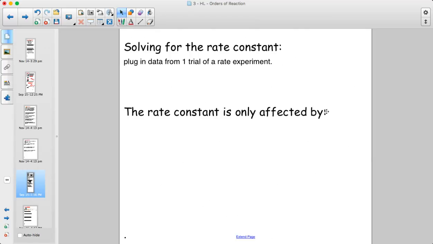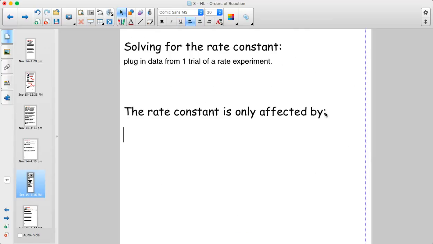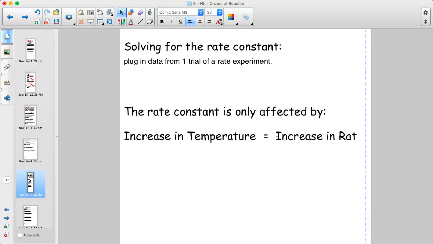Okay? And the rate constant, as far as we're concerned, is only going to be affected by temperature. Increasing temperature, we know it increases the rate. It doesn't affect concentration, so the only way we could explain mathematically how it increases the rate is that temperature equals a change in the rate constant. So an increase in temperature equals an increase in rate constant. Okay.